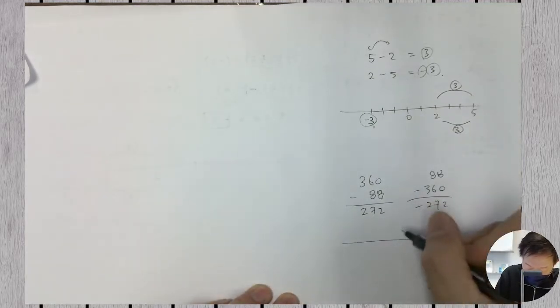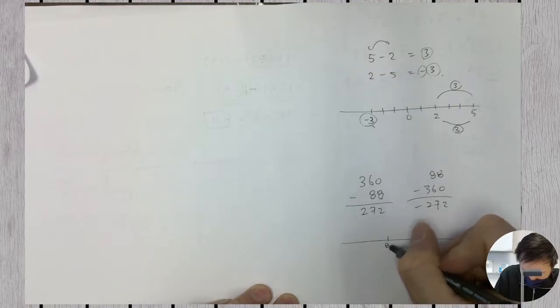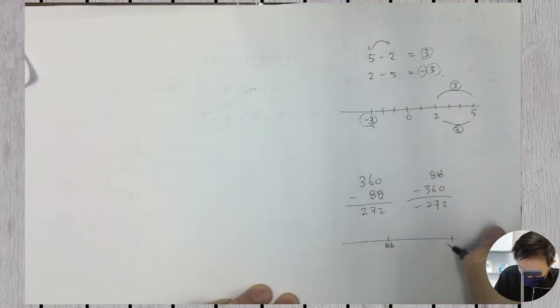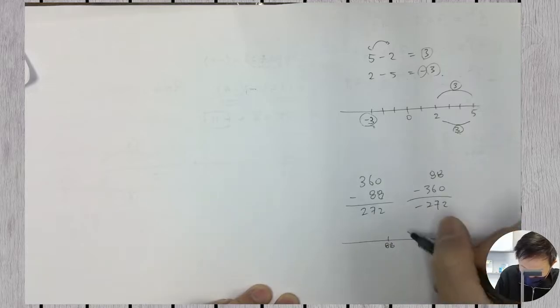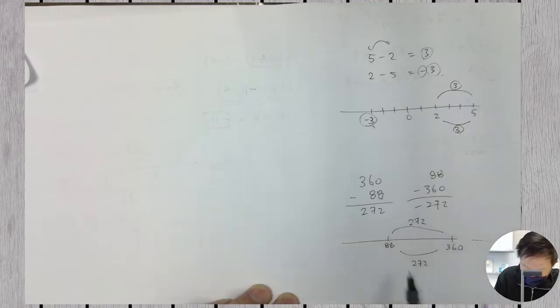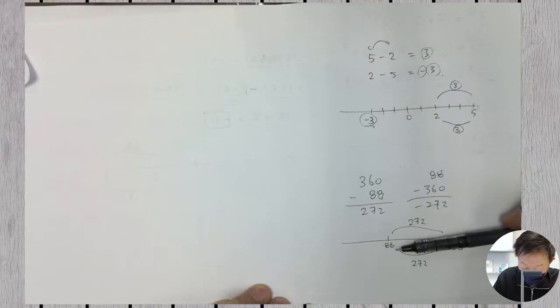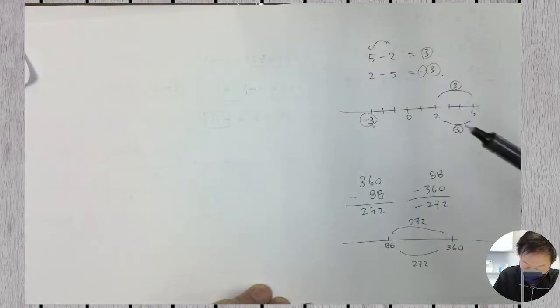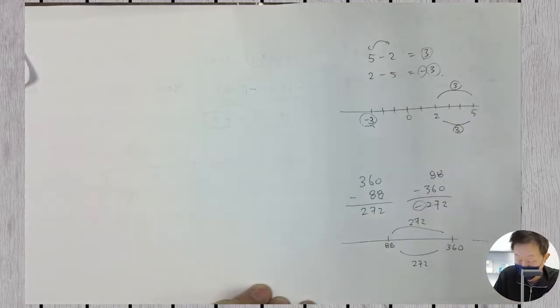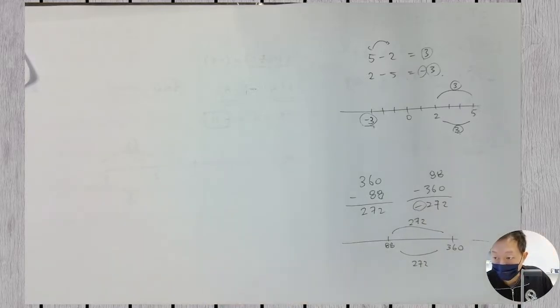Similarly, in here, if you have 88 sitting here and 360 sitting somewhere there, the difference is 272. Doesn't matter which way you take it, right? If you take the larger number minus the smaller number, you get positive. If you take the smaller number minus the larger number, the difference is still the same. The negative sign here simply tells you that you are taking the smaller number minus the larger number. You will get a negative version of the difference. Okay, hopefully that explains.